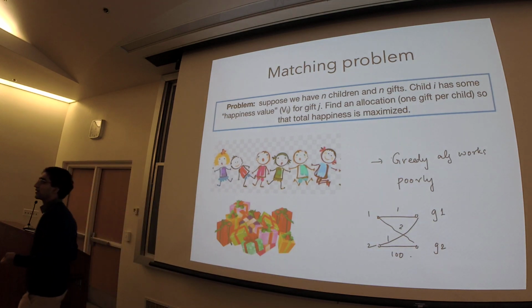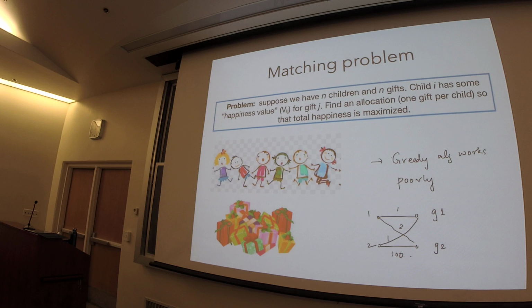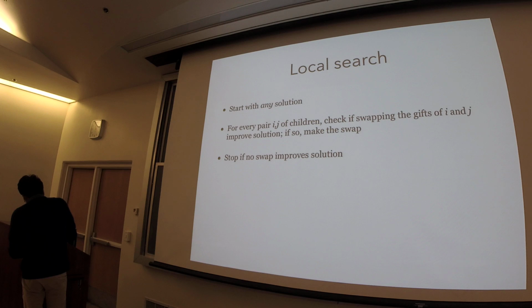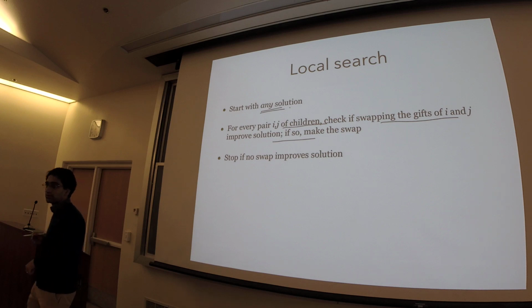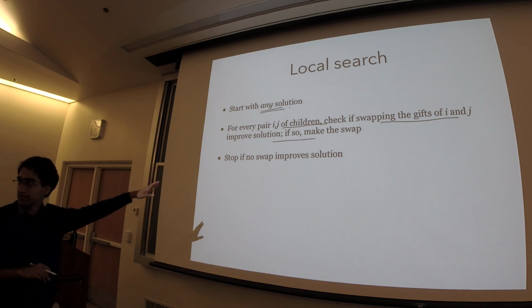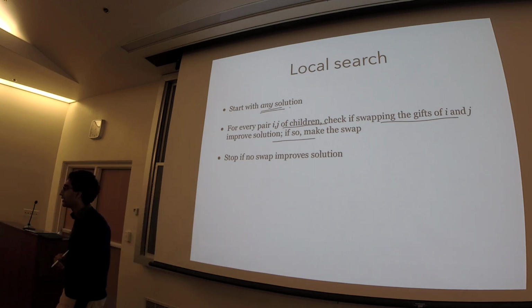And the question is, can you make these kind of adjustments in general? This suggests a natural local search kind of algorithm. That you come up with some assignment, and you try to see if swaps improve the solution. So this is where we stopped last time. Okay. So I start with some solution, and for every pair ij of children, check if swapping the gifts improves the solution. So make the swap and continue as long as there are no swaps that improve.